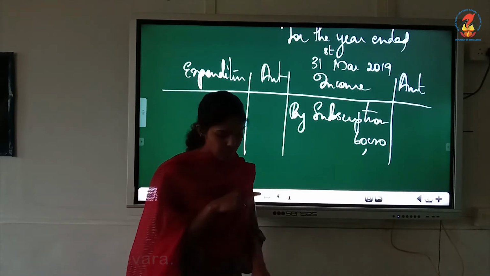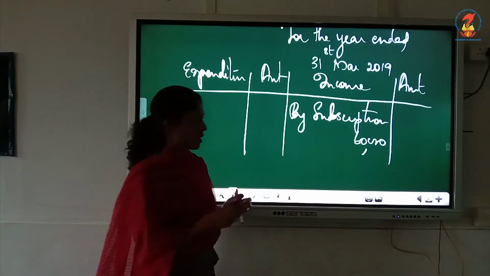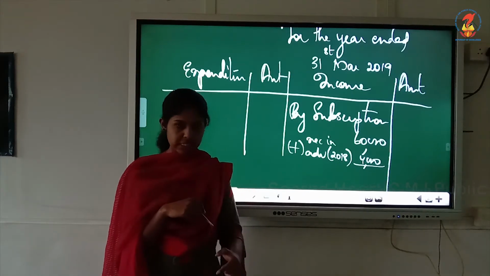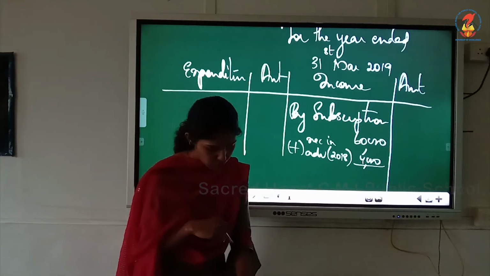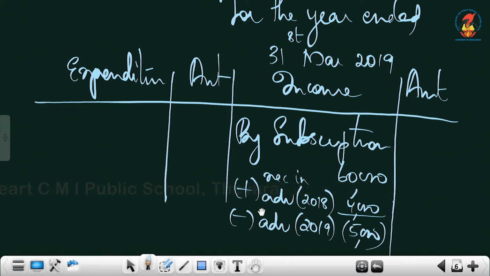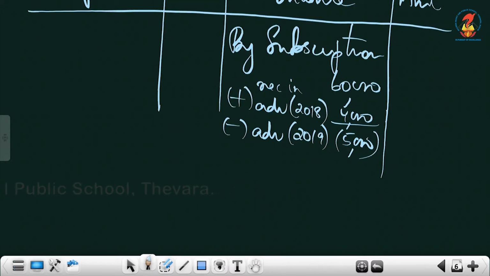That means last year you received in advance 4,000, which is for this year, which we will add now. So received in advance, that is last year we received, so 4,000 we have to add. Then received in advance in 2019, that means it's for the next year, which we have to deduct. The amount is 5,000. Then you don't have to draw a line here, we will write the figure at last.